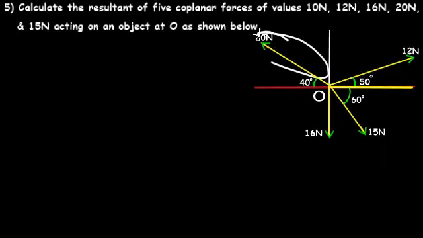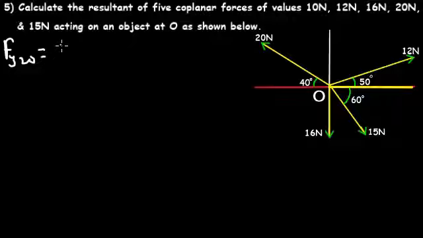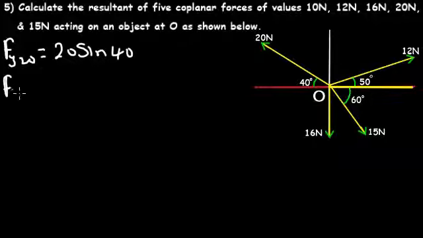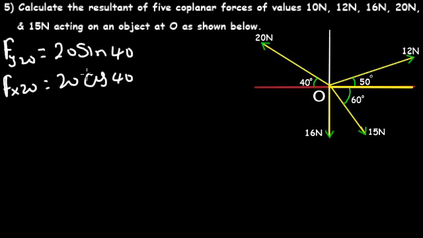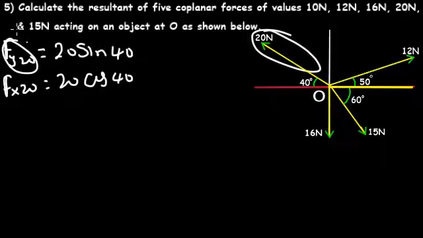Now, we're resolving the 20 Newton force into its components. Fy20 will be equal to its magnitude, 20 sine of theta, 40. Now Fx20 will be 20 cosine 40. We have talked about the formula earlier. This tells us the horizontal component of that force, and this tells us the y component. For finding the y component, you use sine. For finding the x, you use cos.